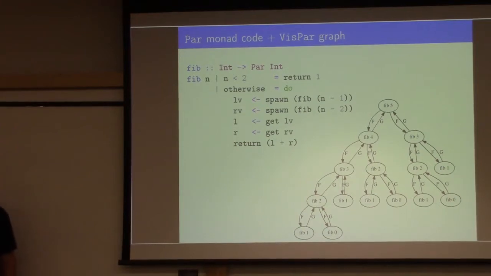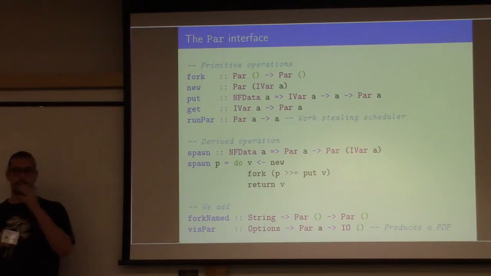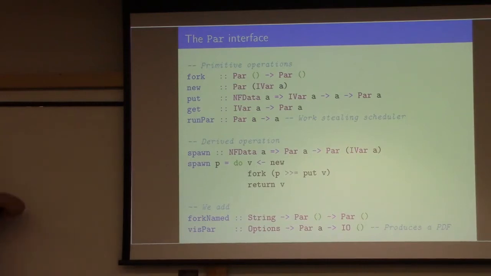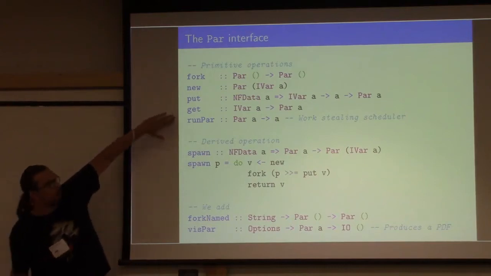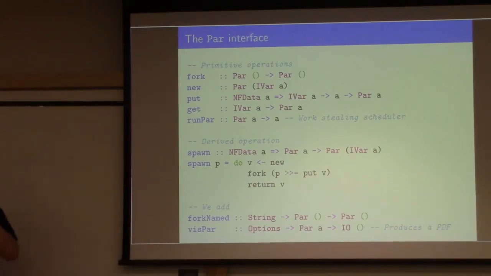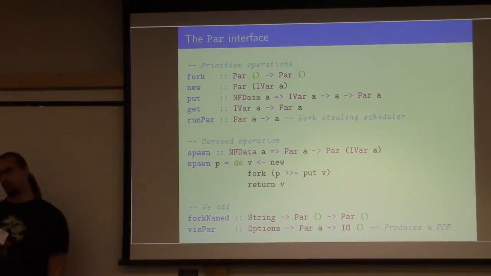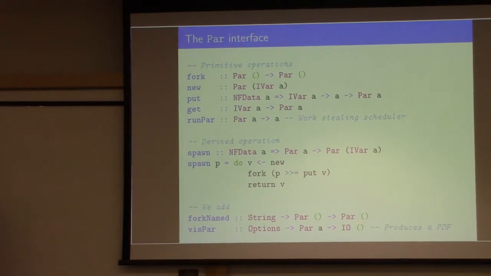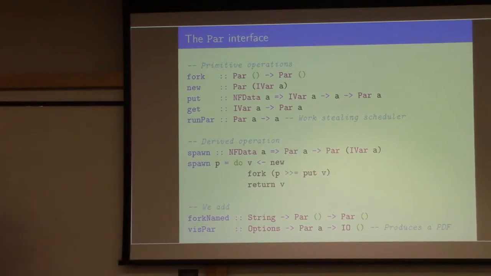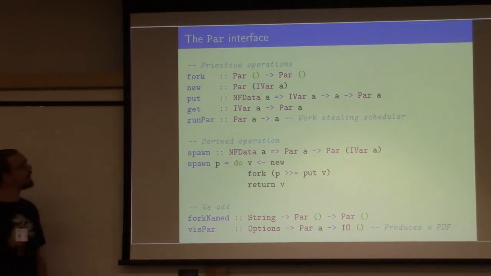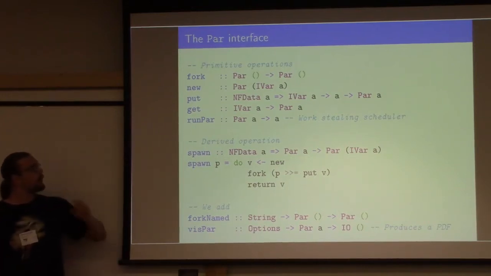Right. So let's have a more in-depth look at the Par Monad interface. The original interface consists of these five functions here. Fork, which takes a Par Monad computation, sets it off to run in parallel. But note the unit return type. We have no way of obtaining the result from the thing we forked, other than by some form of side effect. So how do we do that?